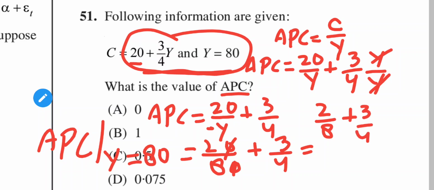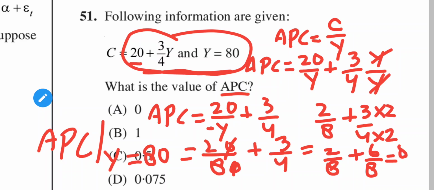Making the denominator the same, we multiply the second term by 2 in the numerator and denominator. So we will get 2 upon 8 plus 6 upon 8, which comes out to be, since the denominator is the same, 6 plus 2 is equal to 8 upon 8. So the average propensity to consume will be equal to 1 in this case. So the correct option should be option B.